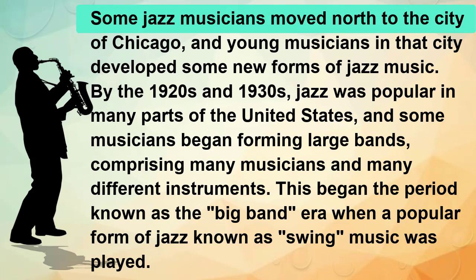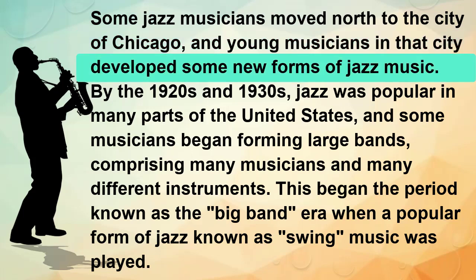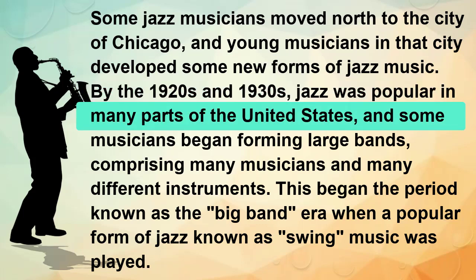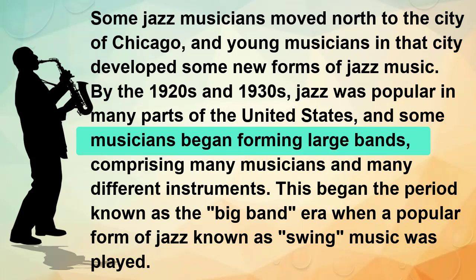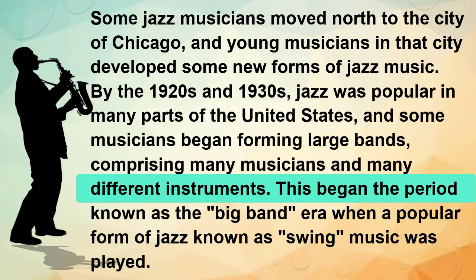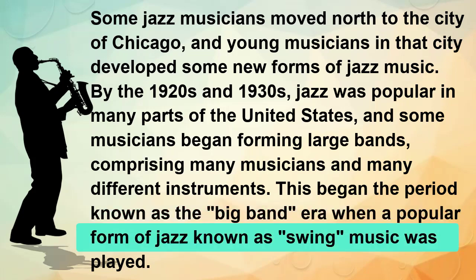Some jazz musicians moved north to the city of Chicago, and young musicians in that city developed some new forms of jazz music. By the 1920s and 1930s, jazz was popular in many parts of the United States, and some musicians began forming large bands, comprising many musicians and many different instruments. This began the period known as the Big Band era, when a popular form of jazz known as swing music was played.